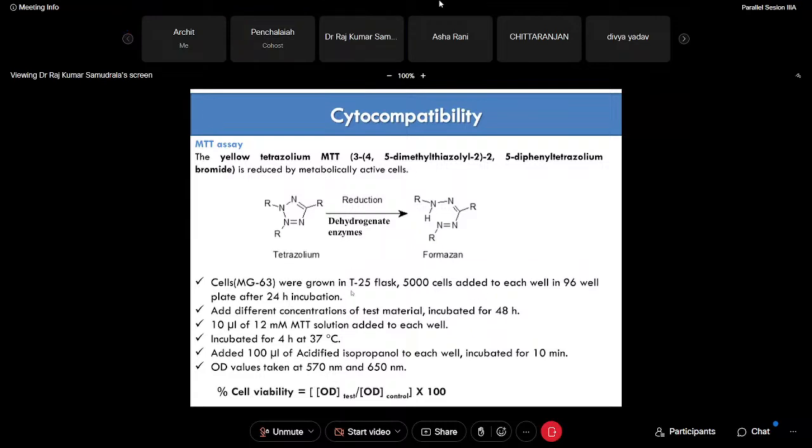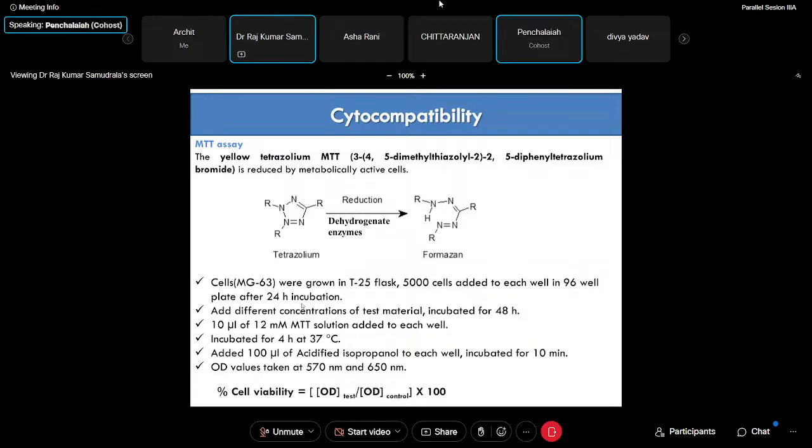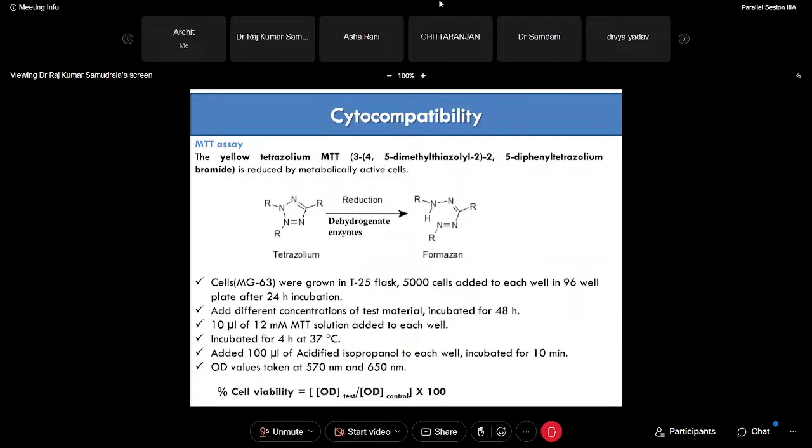The methodology for the MTT assay is as follows. 5,000 MG63 cells are added to each well of a 96-well plate, and these cells were incubated for 24 hours. After that, different concentrations of the testing material are added to the cells for 48 hours. After that, 12 microliters of MTT solution will be added. With this procedure, we can measure the cell viability.